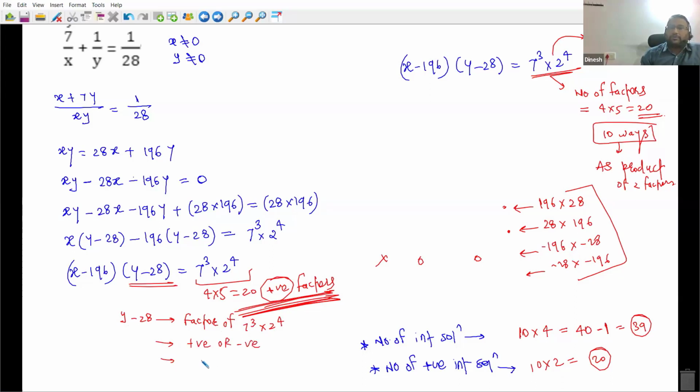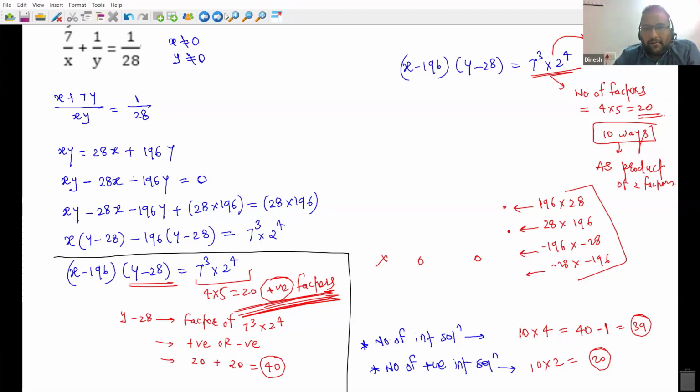If there are 20 positive factors, then there are going to be 20 negative factors also. So how many different values can y minus 28 take? Y minus 28 can take 40 different values. Are you getting this explanation? Y minus 28 should be a factor of 7 cube into 2 to the power 4. 7 cube into 2 to the power 4 is having 20 positive factors. So there are 20 negative factors as well.